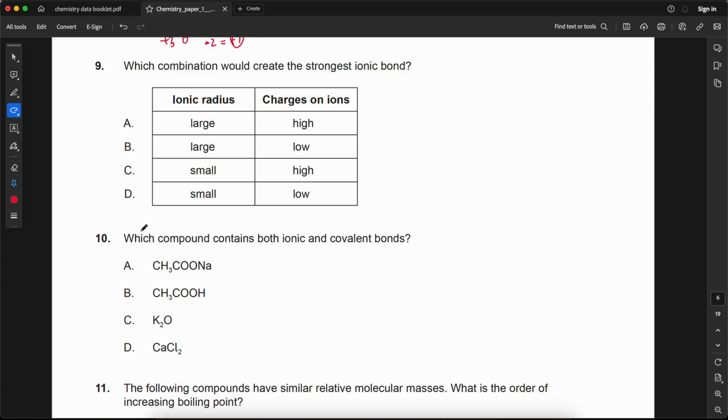Which combination would create the strongest ionic bond? Electrostatic attraction is weaker in large ions than smaller ions, so favor small radius. And the greater the charge on the ion, the stronger the ionic bond, because it has the greater electrostatic force.